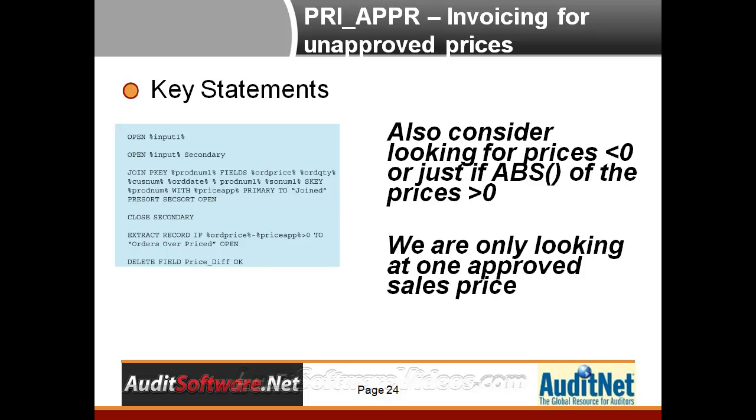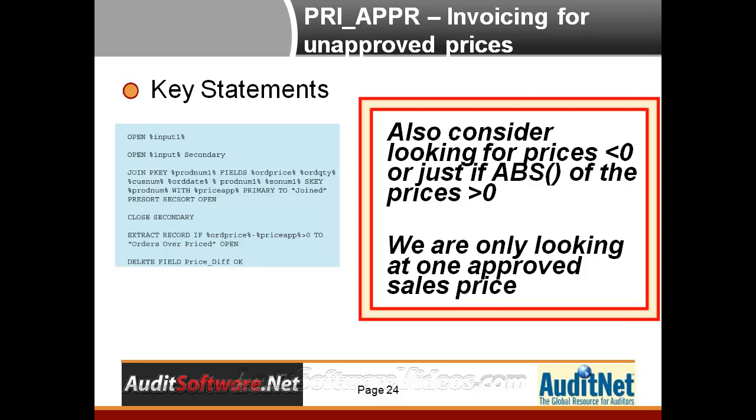Again, I'm closing secondary to close that secondary file, which is a very good idea and can confuse ACL if the secondary file is open. And then I'm extracting the record if the order price is greater than the price approved, which is order minus price approved is greater than 0, to orders overpriced. At that point, we calculate a price difference, etc. But it's a very simple test, yet very effective.